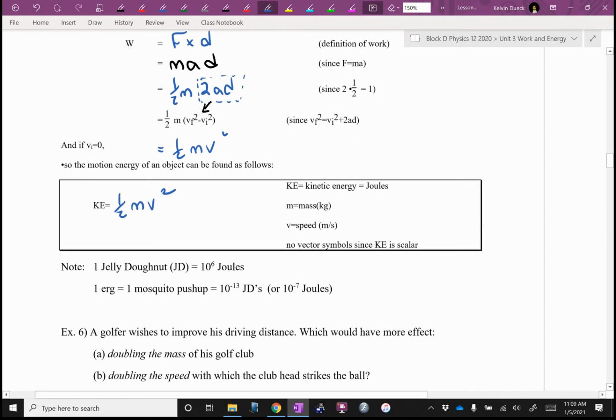Just to give you an idea of what joules are, in a typical jelly donut, there's about 1 million joules of energy, if you break that down into your food. So a joule is not very big. There's a smaller measure of energy called an erg, and that's about the equivalent of a mosquito push-up, which is a force times the distance. I ran the numbers. It's about 10 to the negative 13 jelly donut. It's about 10 to the negative 7 joules. So an erg is about 0.0000001 joules. You don't need to know what an erg is, but it's a word that I've seen that has popped up once in a while, so I threw it at you. I'm not going to test you on it.